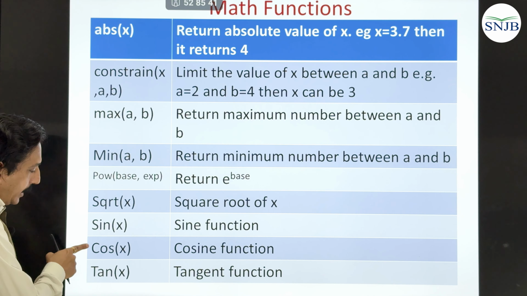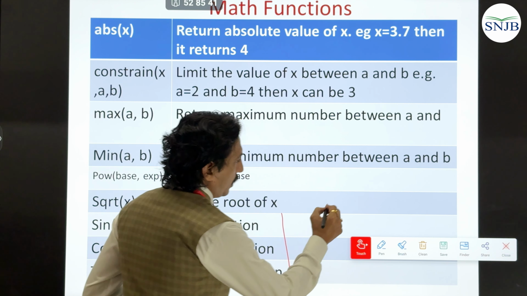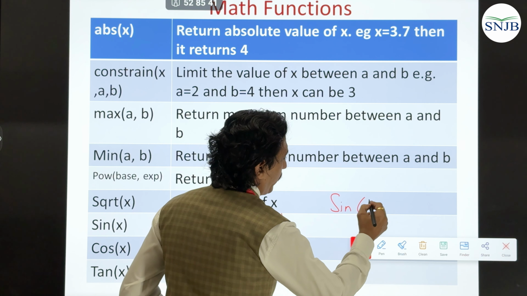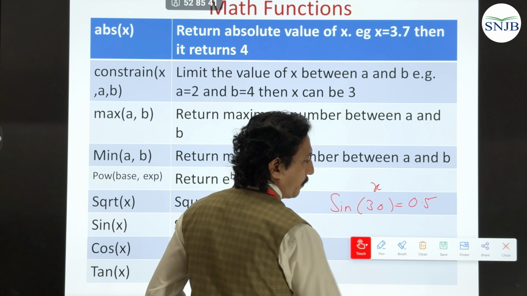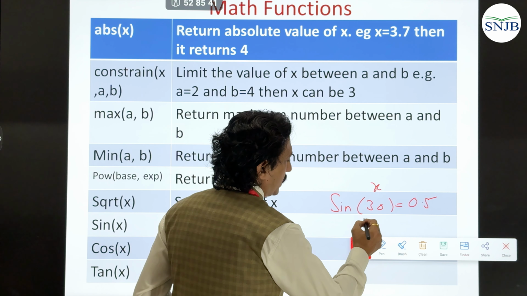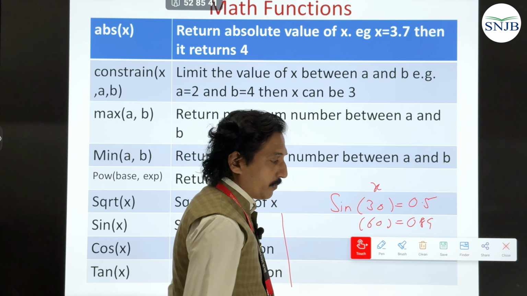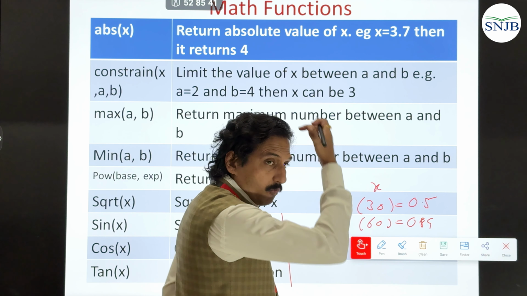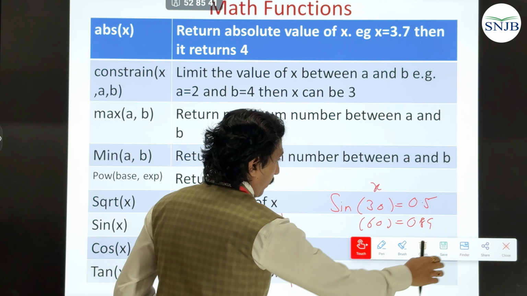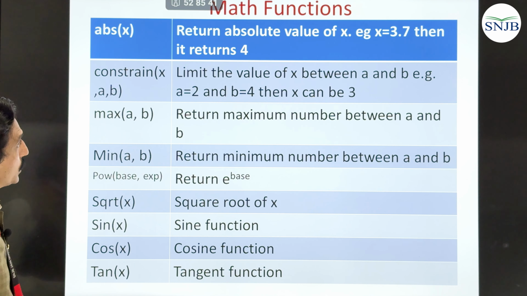Sine, cosine and tangent are three trigonometric functions. Means if you put the value of x as 30, it gives us a value 0.5. If we put the value of x as 60, it gives us a value of 0.8, like this. Sine of 90 gives us a value 1, likewise. Similarly for cosine and tangent. So these are the mathematical functions.